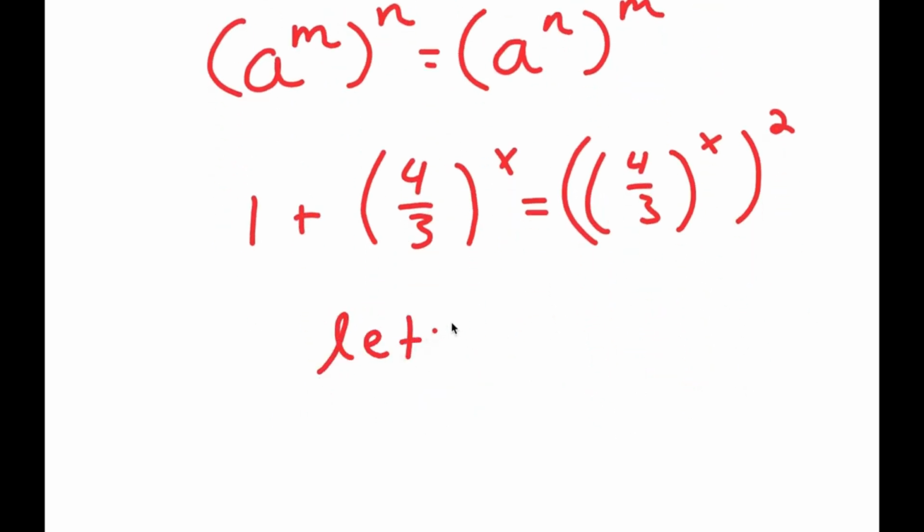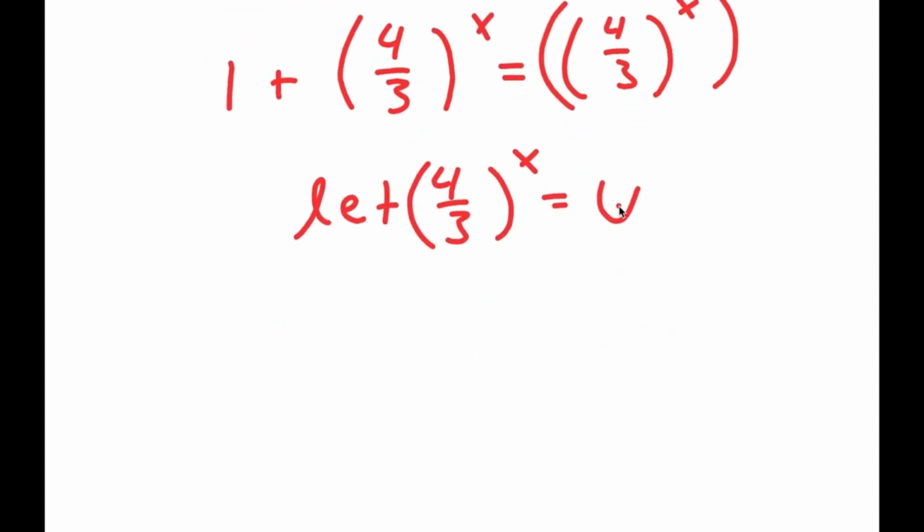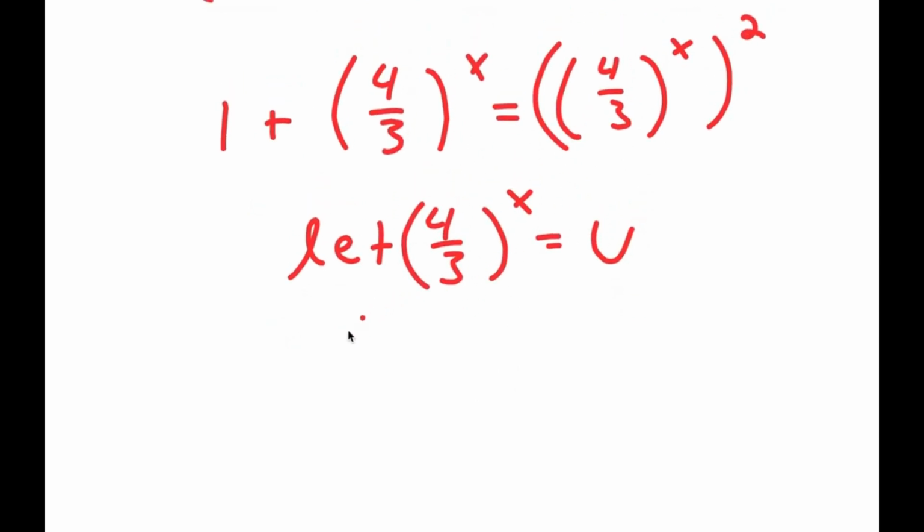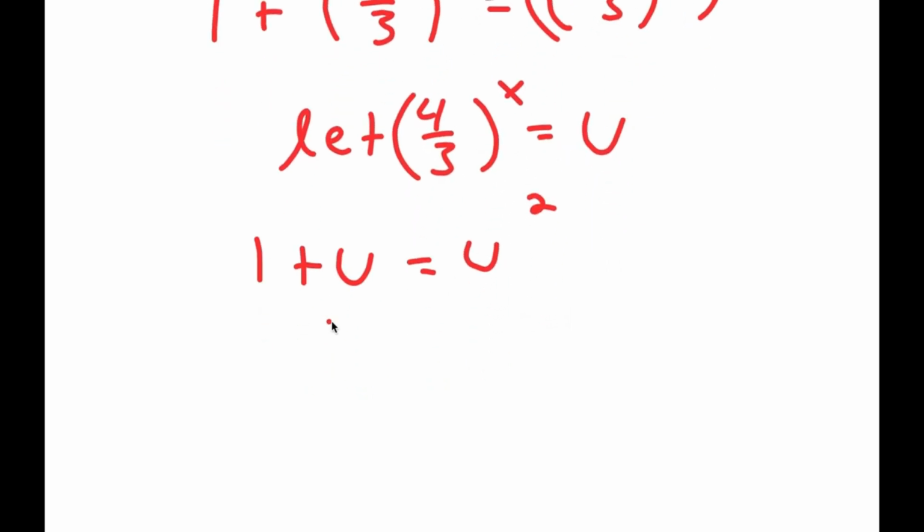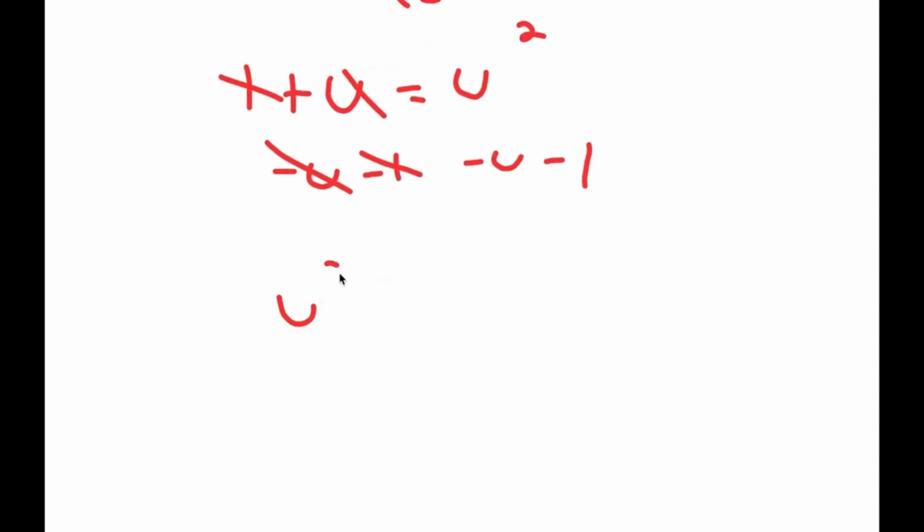And now I'm going to let 4 over 3 to the power of x equal to the variable u. So if I substitute in u for 4 over 3 to the power of x, I get 1 plus u is equal to u squared. And now if I subtract u and 1 on both sides, these two cancel out, and I get u squared minus u minus 1 is equal to 0.